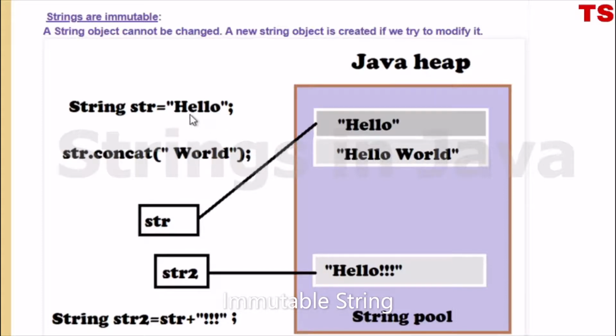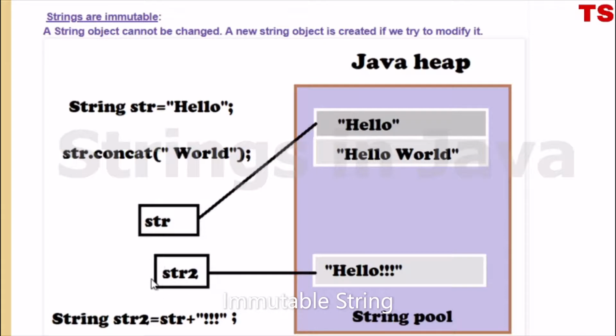concatenates string hello with world, a new string literal is created and stored on the string pool. But if you look at the reference variable str, it still points to hello. This shows that strings are immutable. That is, a string object once created cannot be changed.